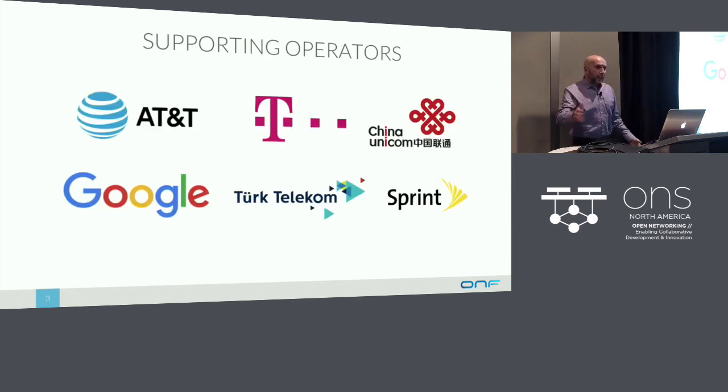So, like I said, COMAC is a brand new project. It is about a month old now, and right now the supporting operators for COMAC are AT&T, Deutsche Telekom, China Unicom, Google, Turk Telecom, and Sprint. So with this support, all of these operators are prepared to take this when the time comes to field trials.